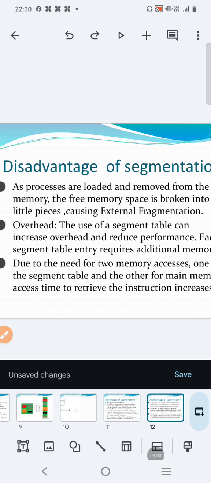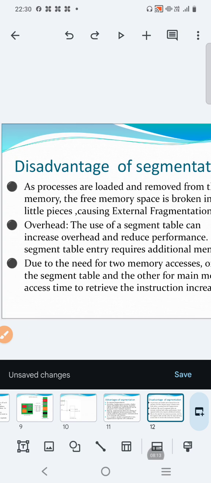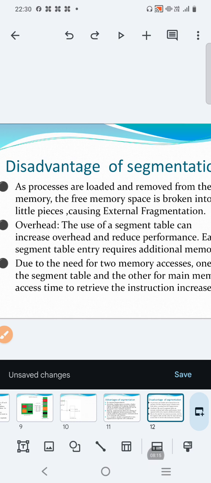When we use a segment table, it reduces CPU utilization performance due to the need for two memory accesses: one for the segment table and another for main memory. To access one particular instruction, we need two memory accesses, one for the segment table and another for main memory. This is the main disadvantage of segmentation. These are the overall points of segmentation. Okay, thank you.